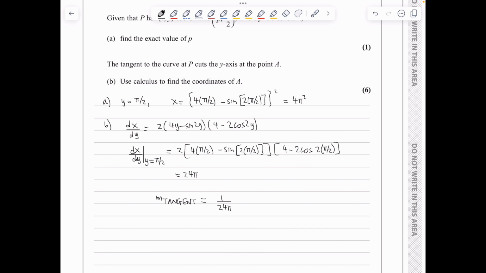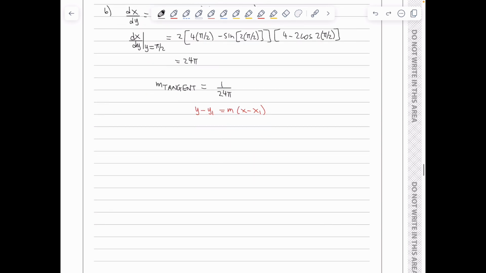And since we've got the point, its coordinates, and the gradient of the tangent, I will simply be using y minus y1 is m times x minus x1 to proceed in finding the equation of the tangent. So we're looking at y minus pi over 2 is equal to 1 over 24 pi times x minus the 4 pi squared we obtained in part A.